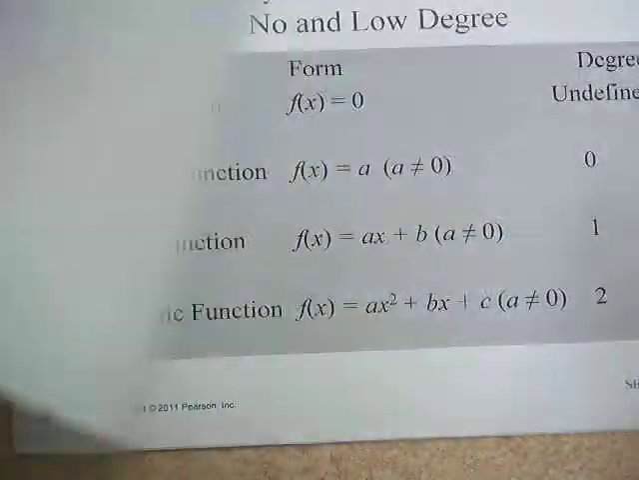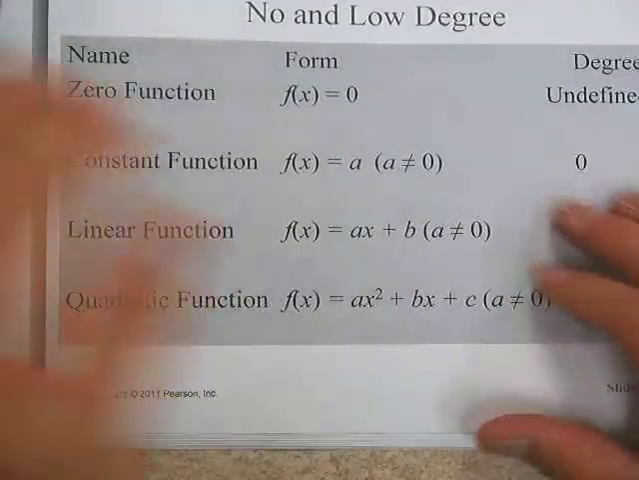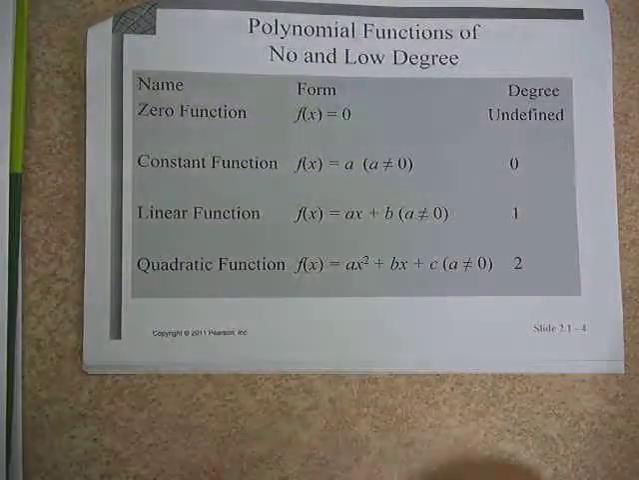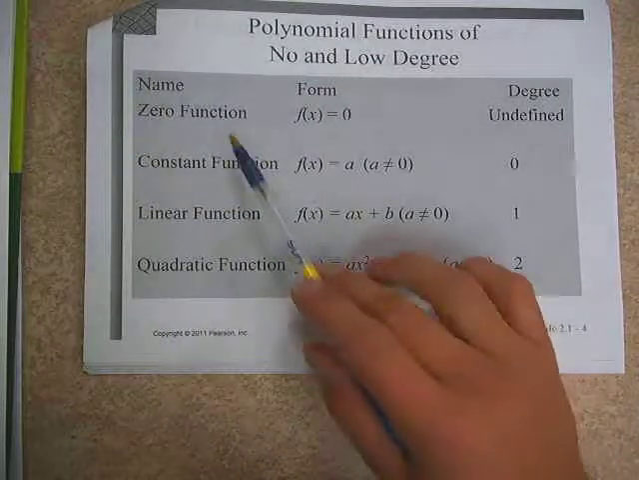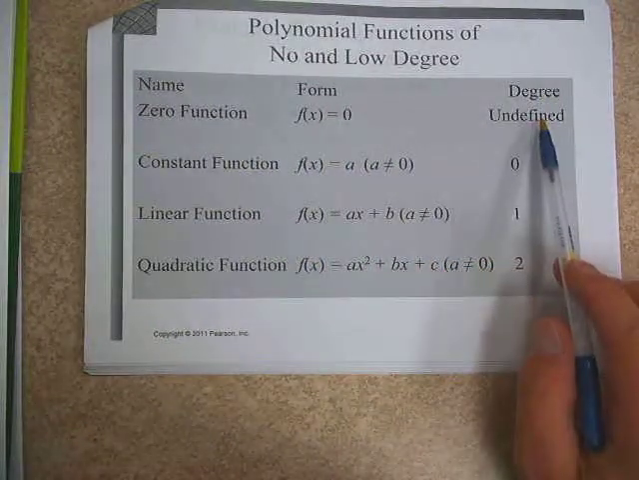Okay. Now, let's look at a couple of different types of polynomial functions. There's a list in your book on page 171 also that has the same information. I'm going to add to this a little bit from what's in your book as well. So again, these are some common polynomials.